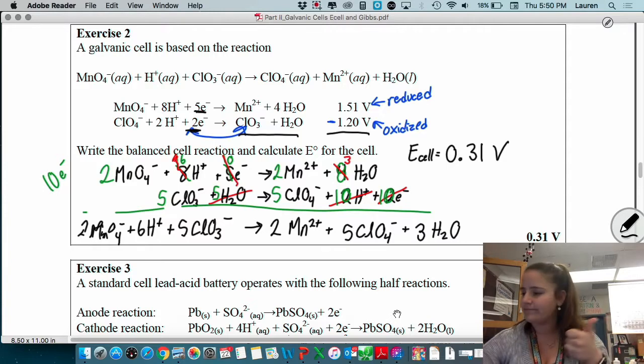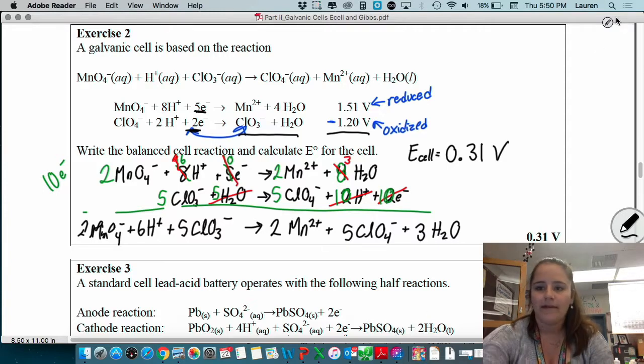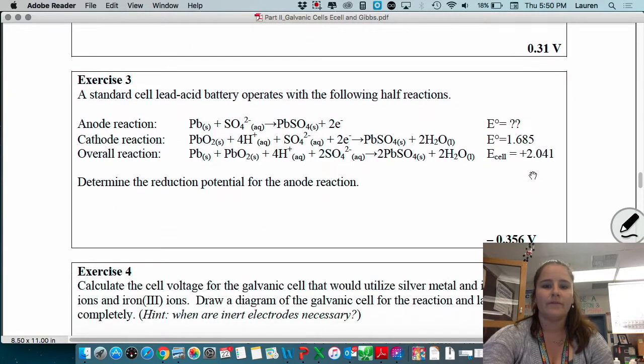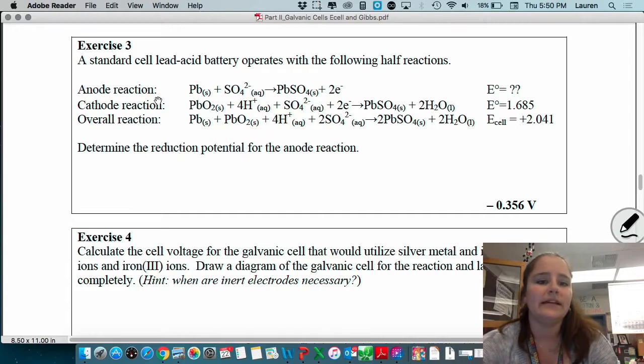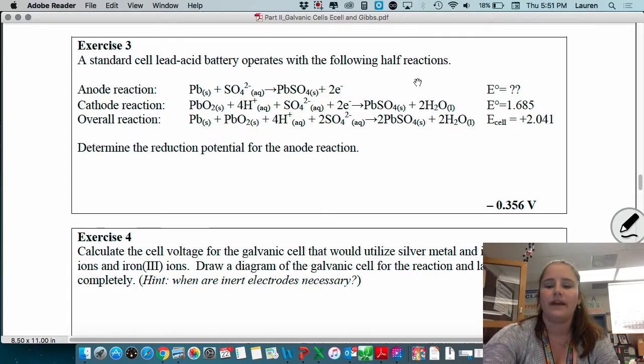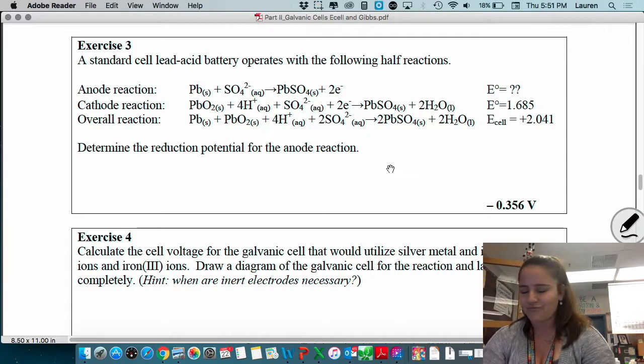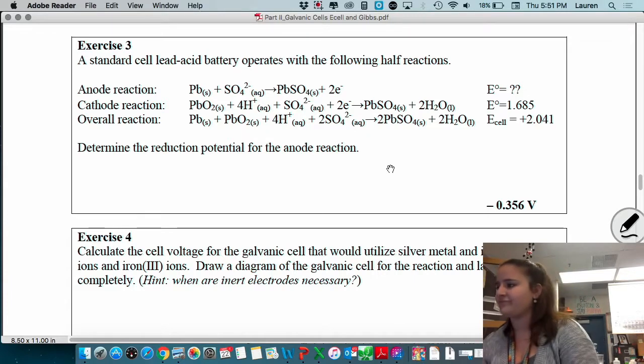Okay, cool. Let's do another one. The standard cell lead acid battery operates with the following half reactions. We got our anode reaction and our cathode reaction, and then our overall reaction. They actually give us the E cell for the overall reaction. We have to determine the reduction potential for the anode. I want you guys to go ahead and try this one on your own first, and then look at the answer.